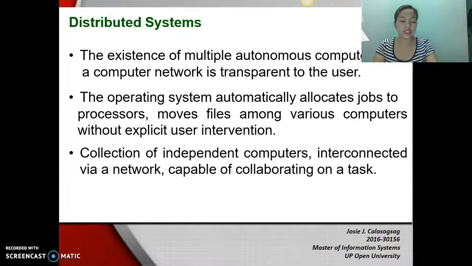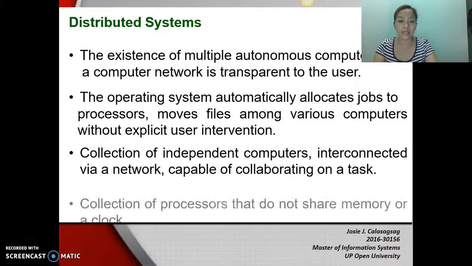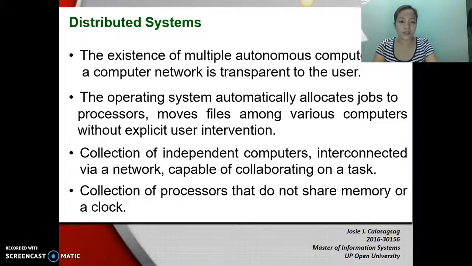It is also a collection of independent computers interconnected via a network capable of collaborating on a task. Also a collection of processors that do not share memory or a clock, which means each processor has its own local memory and other peripherals, and the communication between any two processors of the system takes place by message passing over the communication network.